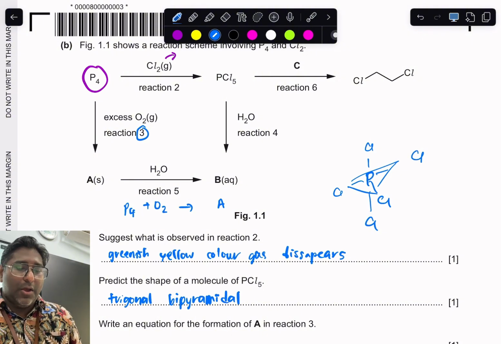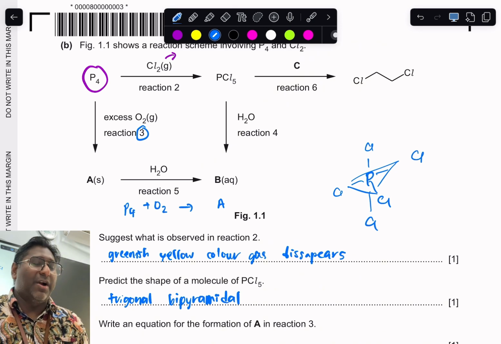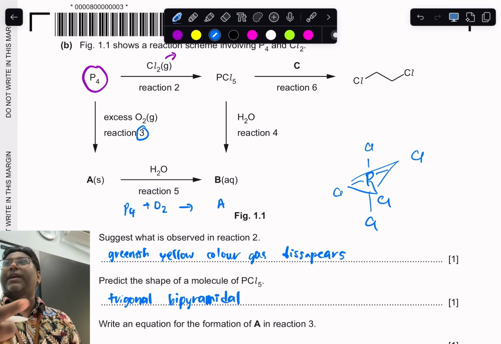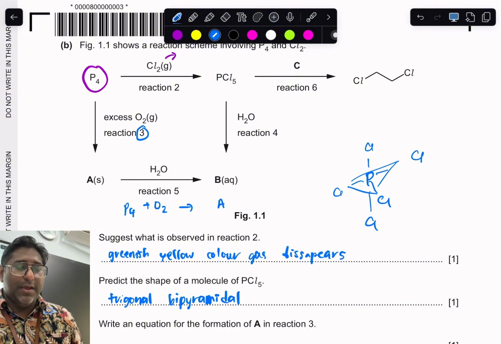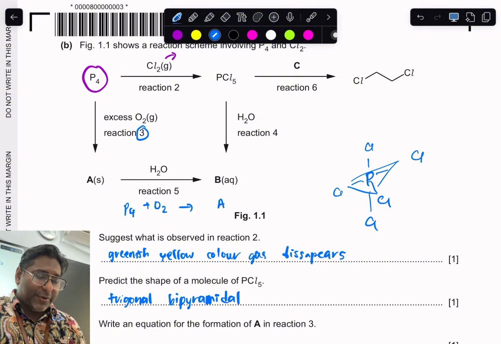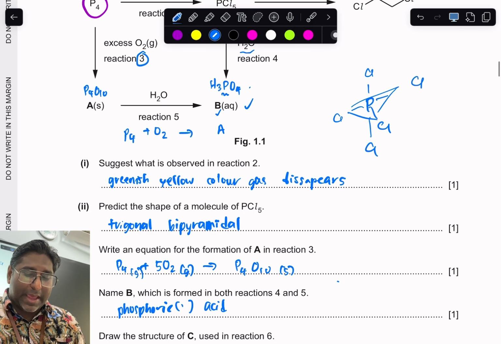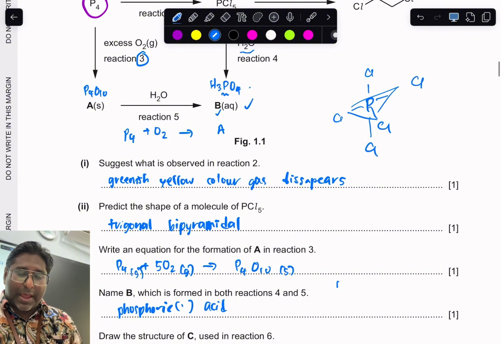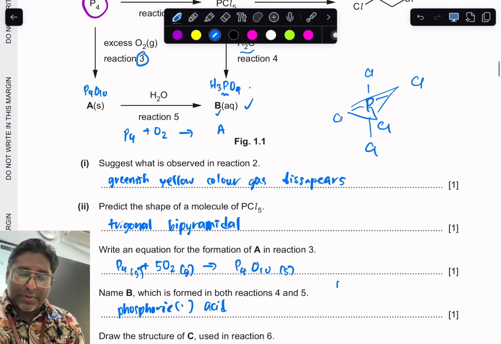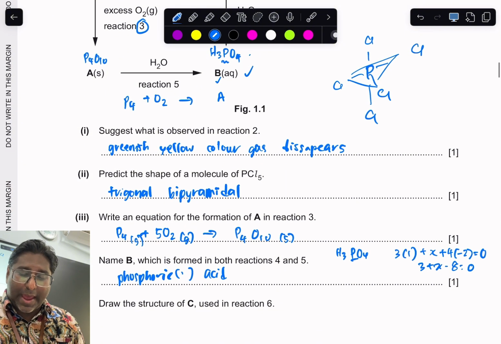Please find out what is going to be the oxidation number of phosphorus over there, because you also can have H3PO3 and so on. So for phosphoric acid, please find out what is the number here. How to find out? H3PO4, so 3 times 1, plus P is X, then 4 oxygen is negative 2, equals to 0. 3 plus X minus 8 equals to 0, X minus 5 equals to 0, X equals to plus 5.